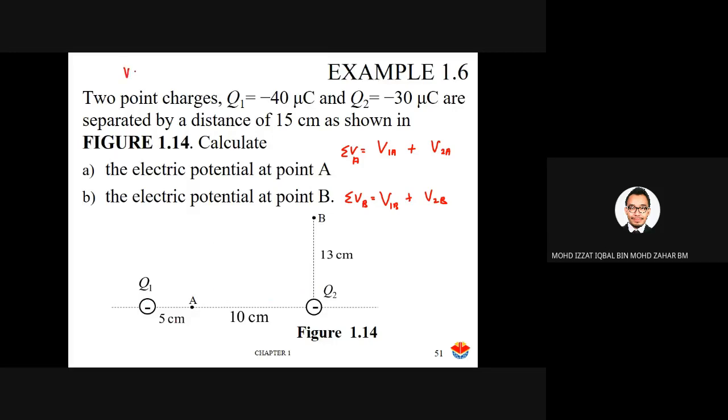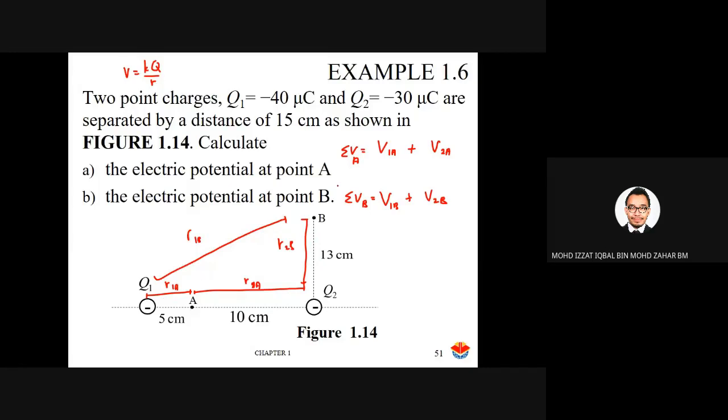Since V is equals to KQ over R, Q is given. Kalau ada negatif, saya ulang lagi sekali, masukkan negatif. The R means the distance from that point to the charge. So this one is actually your R1A. Okay. This one is your R1A, sorry, R2A. This one is R2B, 0.13, tukar SI unit. And this one will be your R1B. So the distance from the charge to that point.